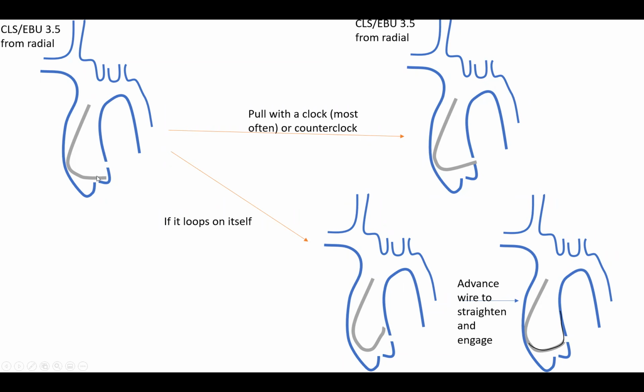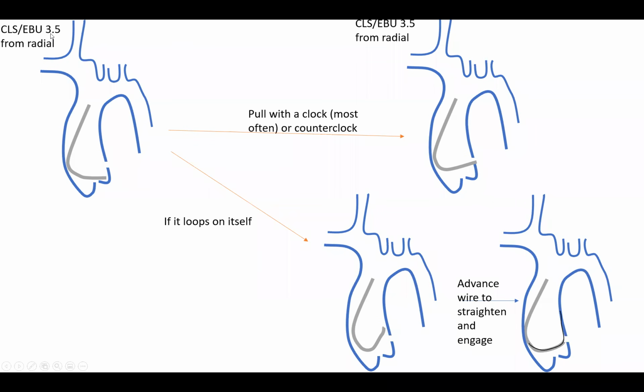Sometimes as you're doing this, as you're pulling to engage, the catheter loops on itself. It's a frequent happening with EBU and CLS catheters. So when it loops on itself, don't fret, just re-advance your wire, which should already be in the catheter, and that wire will actually straighten that bend. And sometimes the wire just makes you jump right into that left coronary, okay? So those are the techniques with CLS to engage and EBU to engage from above.